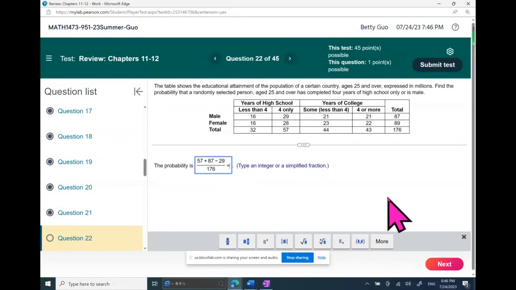If the question asks you to do fraction and you enter decimal, you don't get a point. As simple as that.